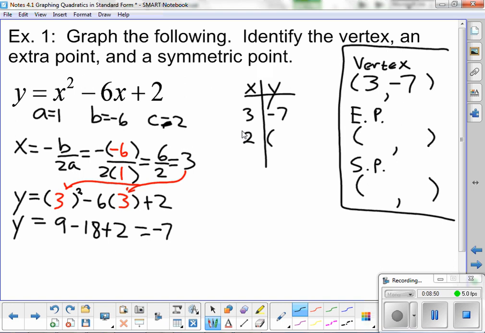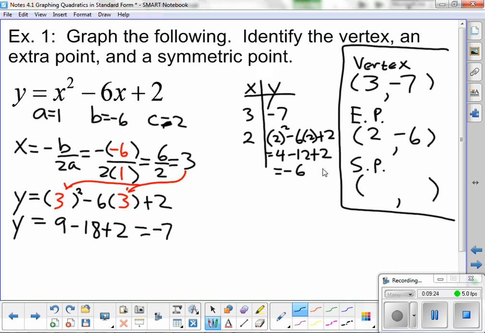So that will be plugged into our original equation. That'll be 2 squared minus 6 times 2 plus 2. That's going to be a 4 minus 12 plus a 2. 4 minus 12 is a -8, plus 2 is a -6. Let me double check that: 6 times 2 is 12, -8 plus 2 is a -6. Okay, so my extra point is 2 comma -6.